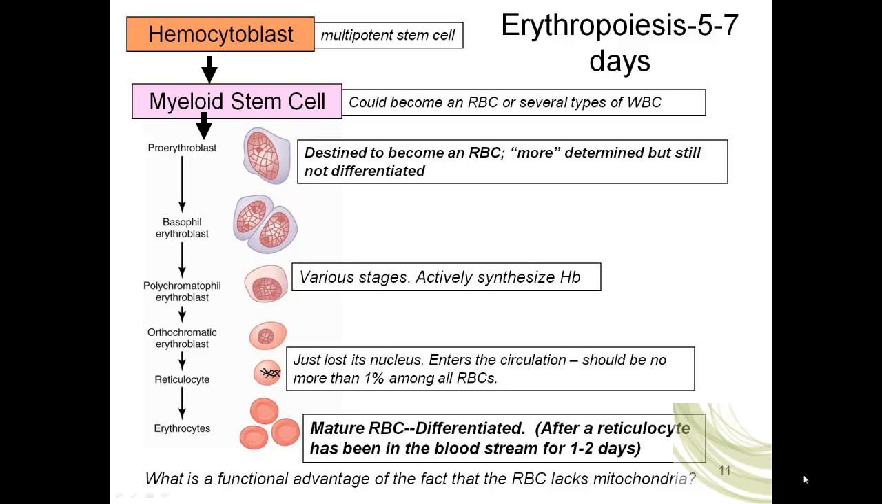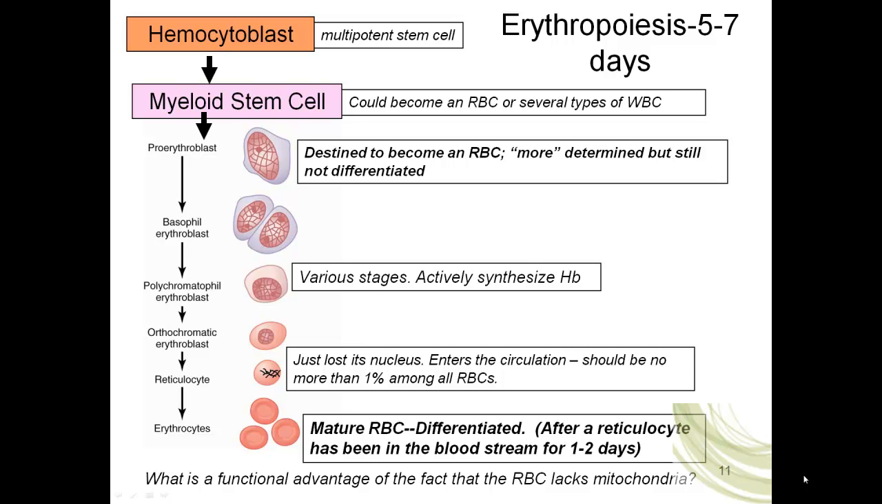If we specifically talk about the myeloid stem cell line and the lineage for making red blood cells, then we are talking about erythropoiesis, and it takes about 5 to 7 days for a daughter cell coming from the hemocytoblast to fully differentiate into a red blood cell. And again, I don't want you to memorize the different stages, but I want you to know that as we go from the top of this picture down towards the bottom, the cells are becoming more determined, and they will ultimately towards the end be differentiated.